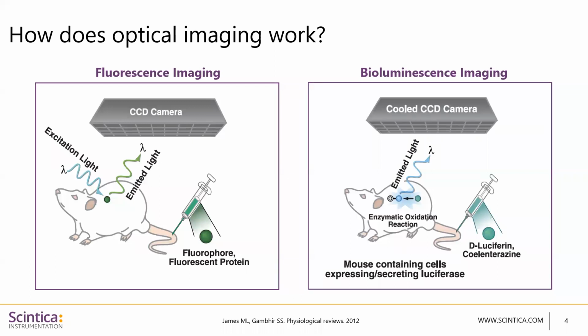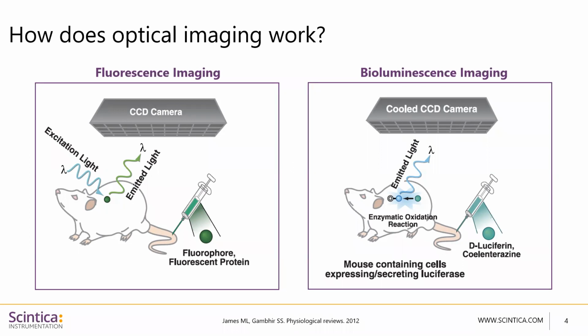Now, this would lead to excitation of the fluorophore or fluorescent protein, and the subsequent emission of light. And then that light gets detected by the CCD camera above, which you see here. And then the signal gets analyzed and converted into an image that would detail the location of emitted light from the subject.